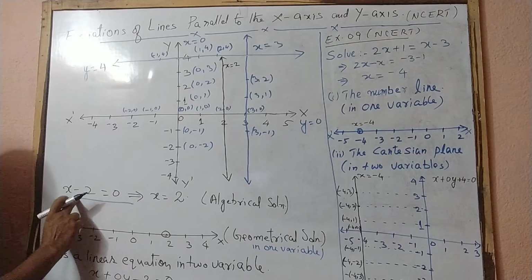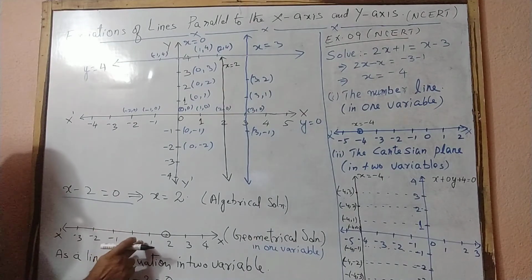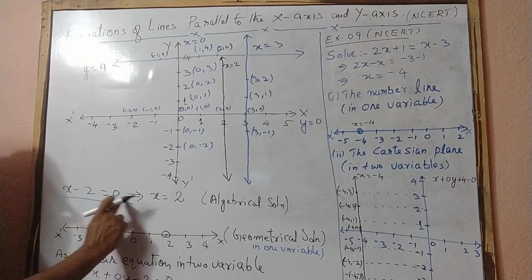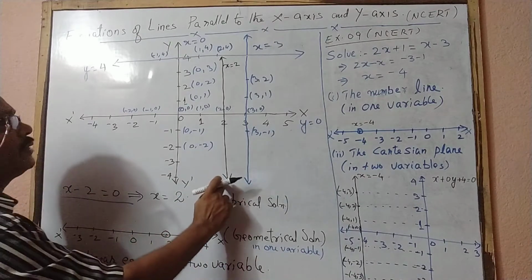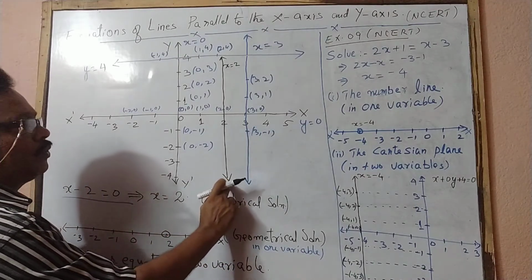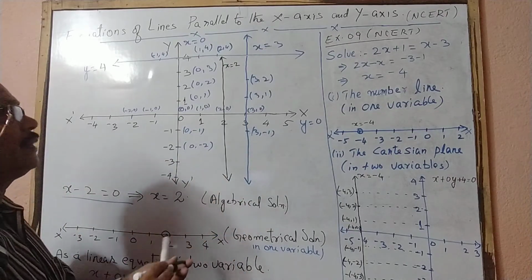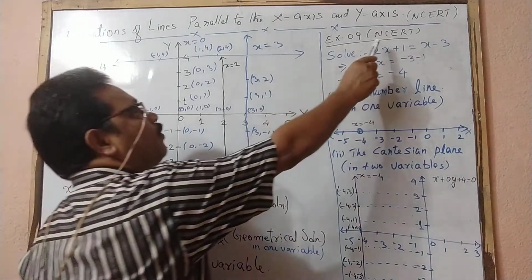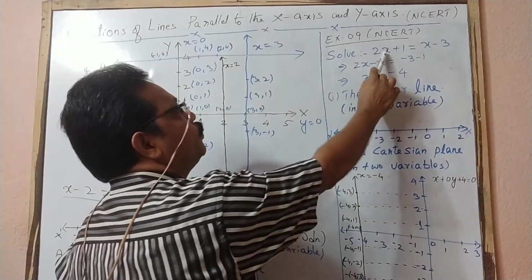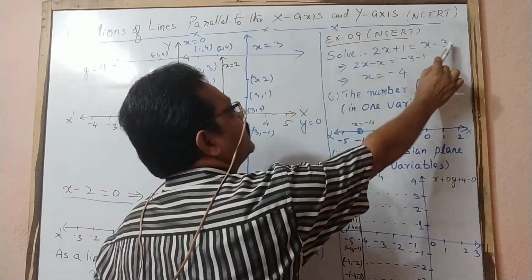So the solution of this equation as a linear equation in one variable has a geometrical representation like this, and as a linear equation in two variables, it is like this, x equal to 2. This is the solution. Now let us discuss an example. Example 9 of your NCERT book. Solve 2x plus 1 equal to x minus 3.